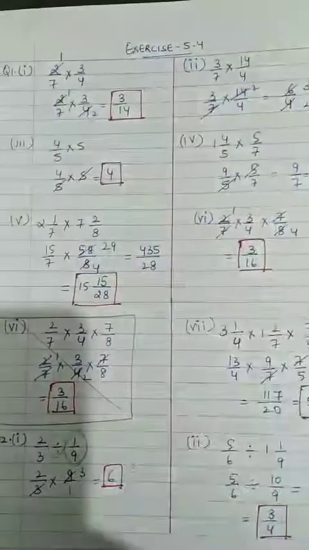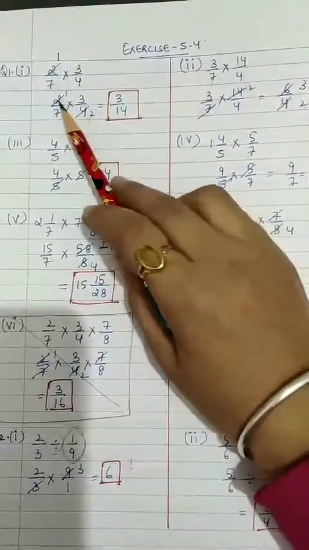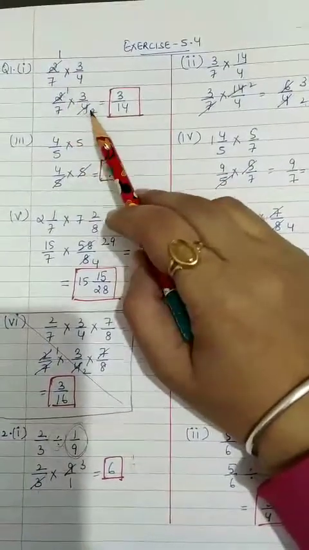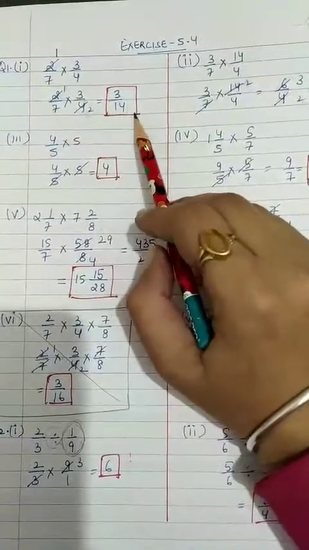Now the first part is given to you, 2 by 7 into 3 by 4. In this we can see that 2 and 4 can be cancelled. So 2 ones are 2 and 2 twos are 4. What is my final answer? 3 by 14, since 7 twos are 14.